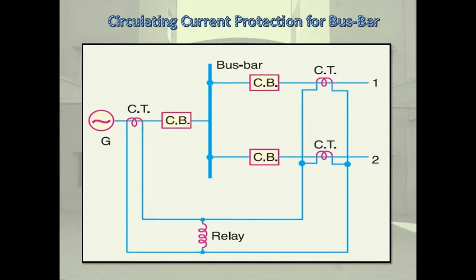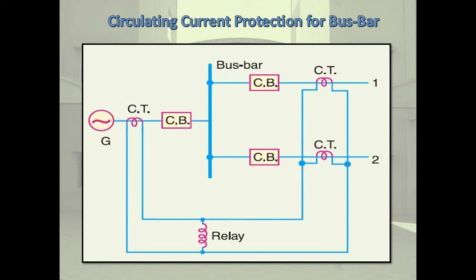Next, the theory of circulating current protection for bus bars. Circulating current protection is the protection that responds to the vector difference between two or more similar electrical quantities. This merz-price system of protection can be used for the protection of bus bars also.